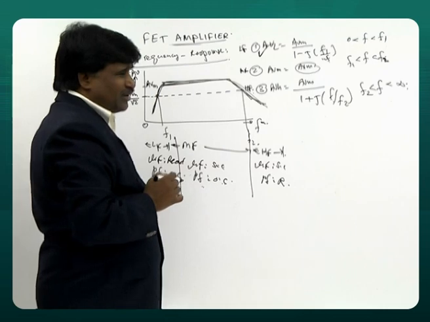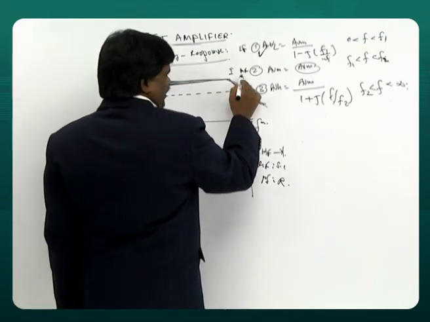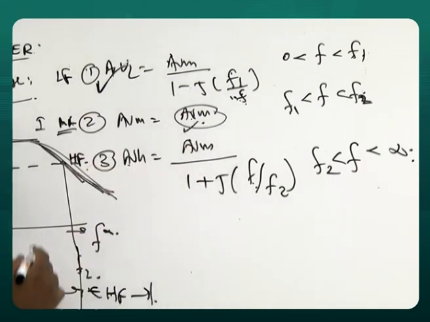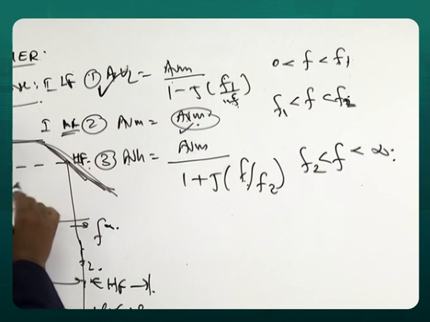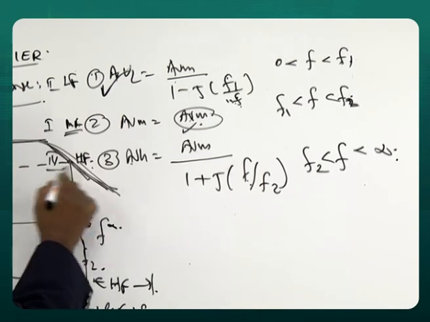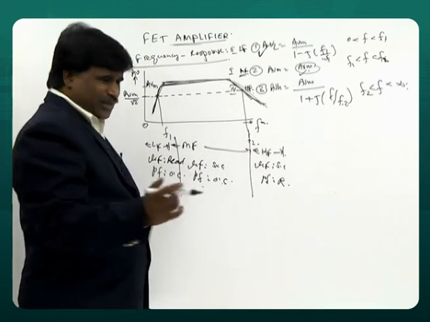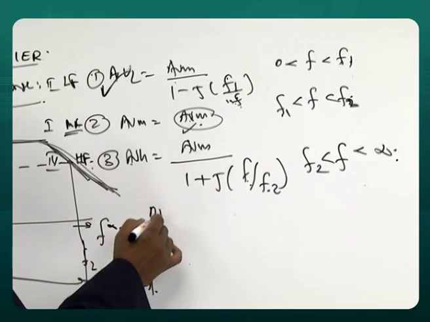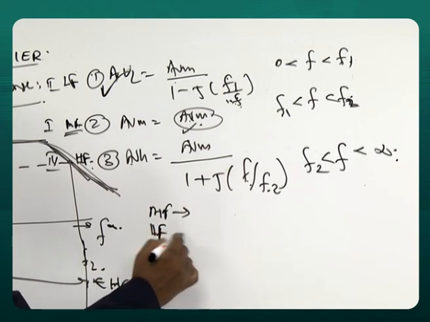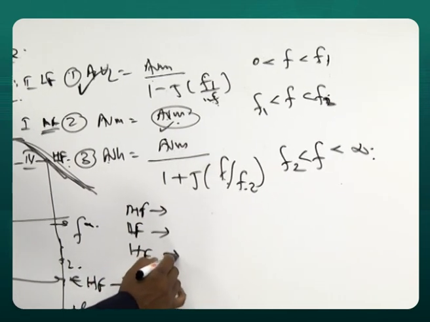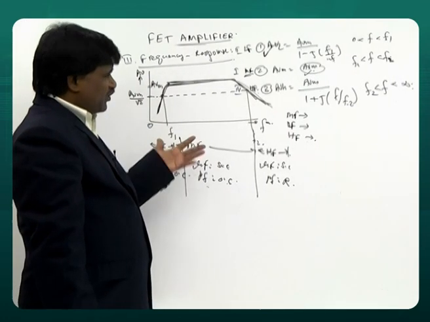That means you need to start here. Go to mid frequency, understand AVM, come to here, calculate F1. And come to here, calculate F2. So our approach is going to be so simple. First I'll start my story with the mid frequency, then I'll go to low frequency, then I'll come to high frequency. So these are the three things. That's how we are going to go.